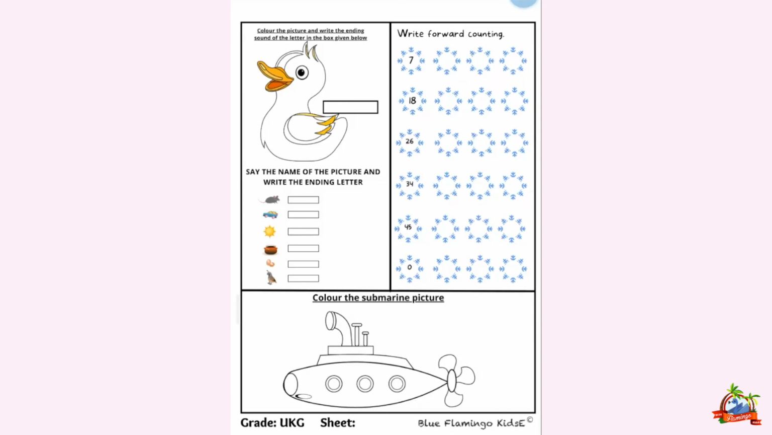Let us move to our last section, which is of EVS. The question is, color the picture of submarine. In this you can see a picture of a water transport which is of a submarine. एक वाटर ट्रांसपोर्ट की पिक्चर है जो कि है एक सबमरीन. S U B M A R I N E submarine. So you have to color this picture. Understood?